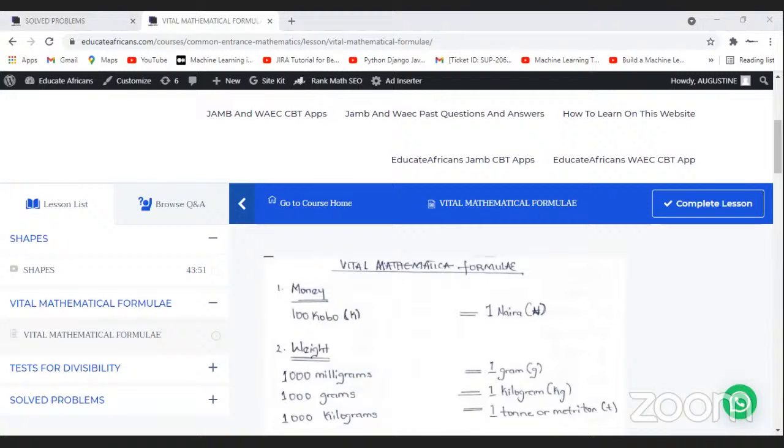Mona, are you there? Yes, sir, I'm done. So read out the question for me. How many kobo are there in 2 naira 25 kobo? Perfect. That's the first question.